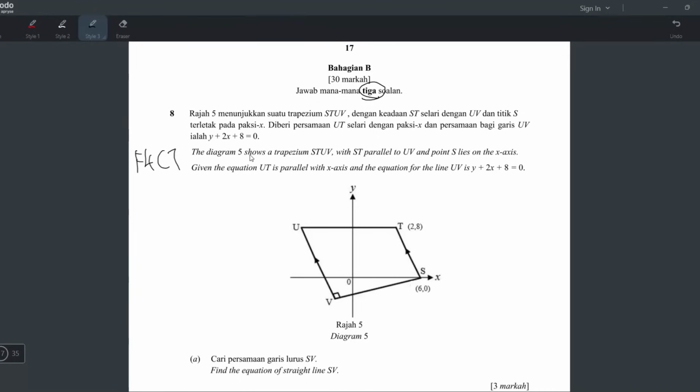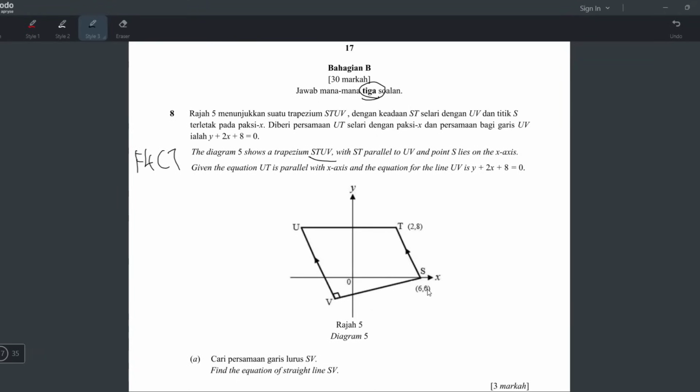Okay, let's read. Diagram 5 shows a trapezium STUV. A trapezium must have two lines that are parallel, and you can even use your eyes to know which lines are parallel. It will be ST and the UV line. You see, they put the arrow there. That means confirm these two lines are parallel. And what happens when two lines are parallel? That means they both have the same gradient. And you can find the gradient now. Just take 8 minus 0 over 2 minus 6.